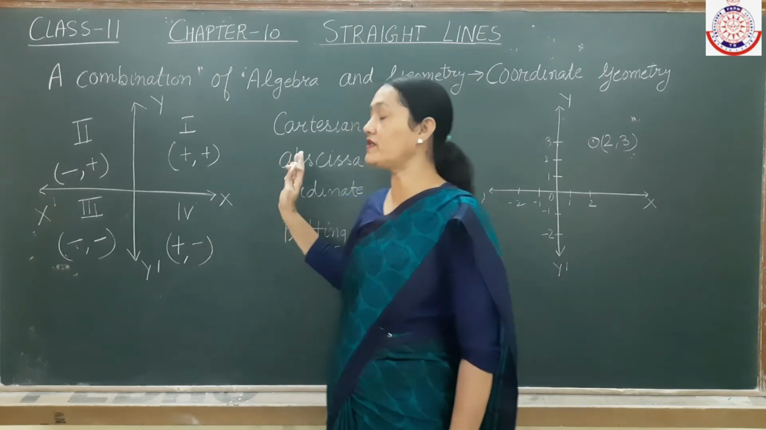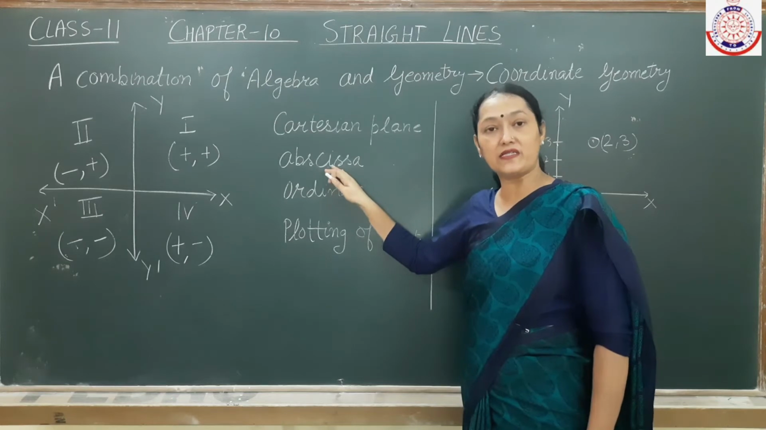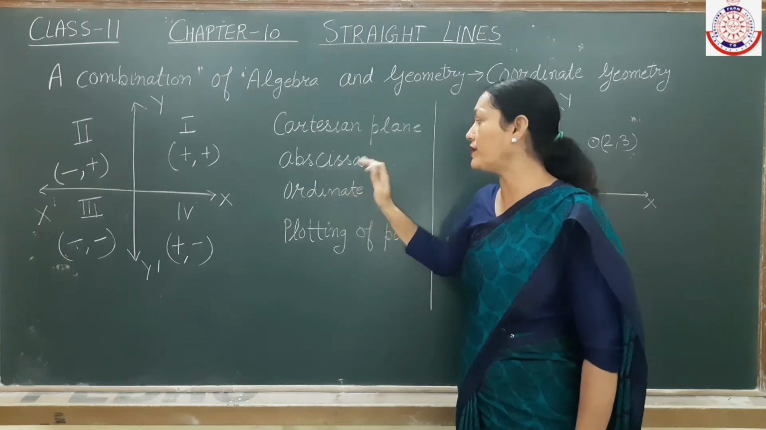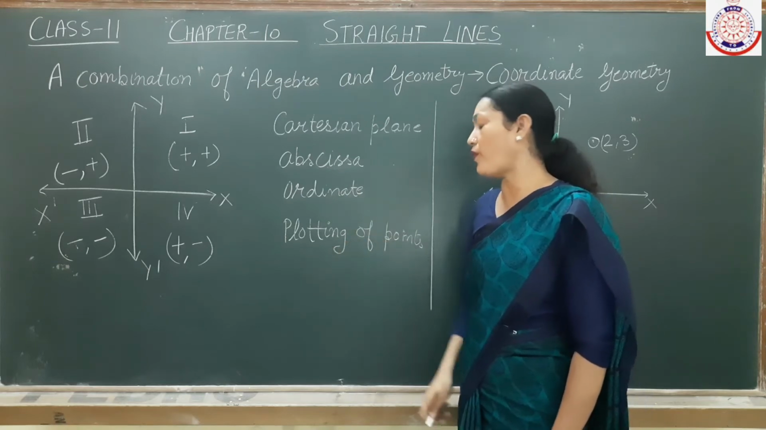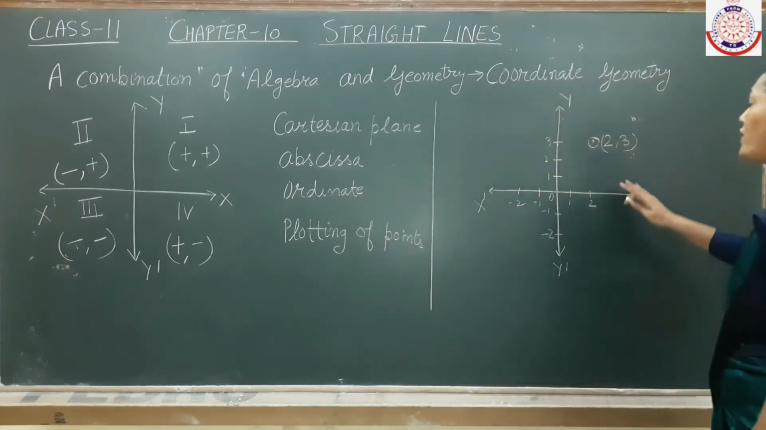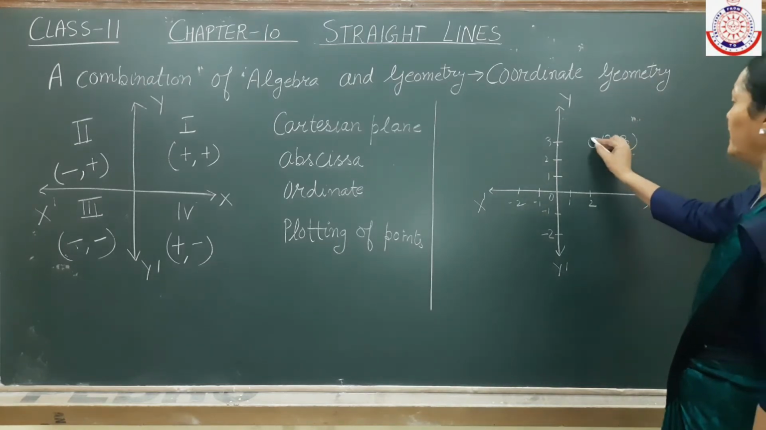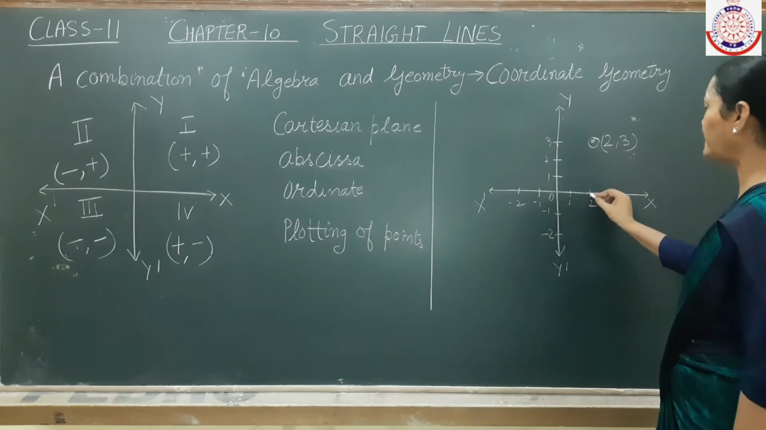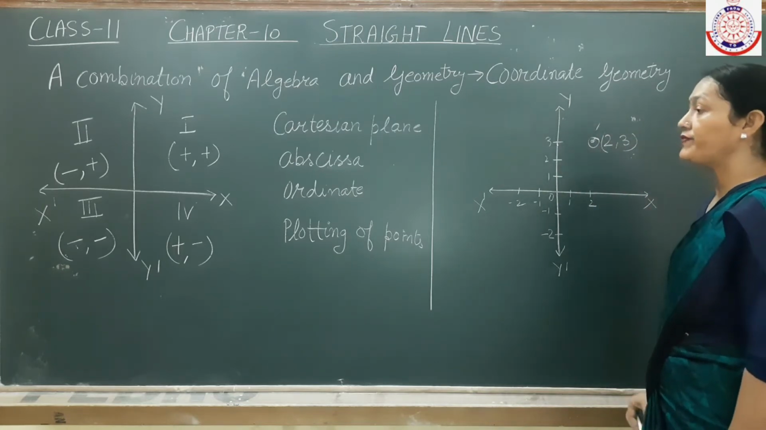You are familiar with the word Cartesian plane also. X coordinate is called abscissa, y coordinate is called ordinate. We have also learned how to plot the points on a given graph. For example, if we have to plot 2 and 3 on the graph, 2 points from x-axis and 3 on y-axis. So I plotted this 2 and 3.